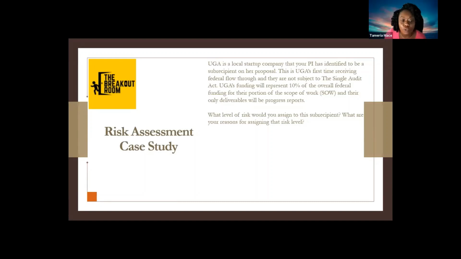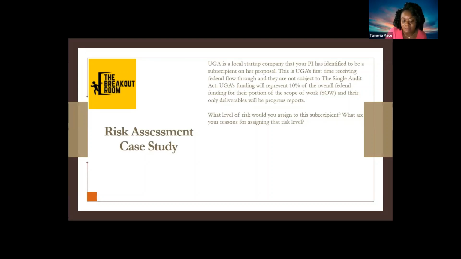So wonderful, all great responses. I love that everybody really considered the elements that you have to think about. Several of you pointed out their only deliverable is progress reports. That's all that they will be delivering. A lot of people also pointed out that their scope of work only represents 10% of our federal award. And again, the fact that they have never received an audit, this will be their first federal award.